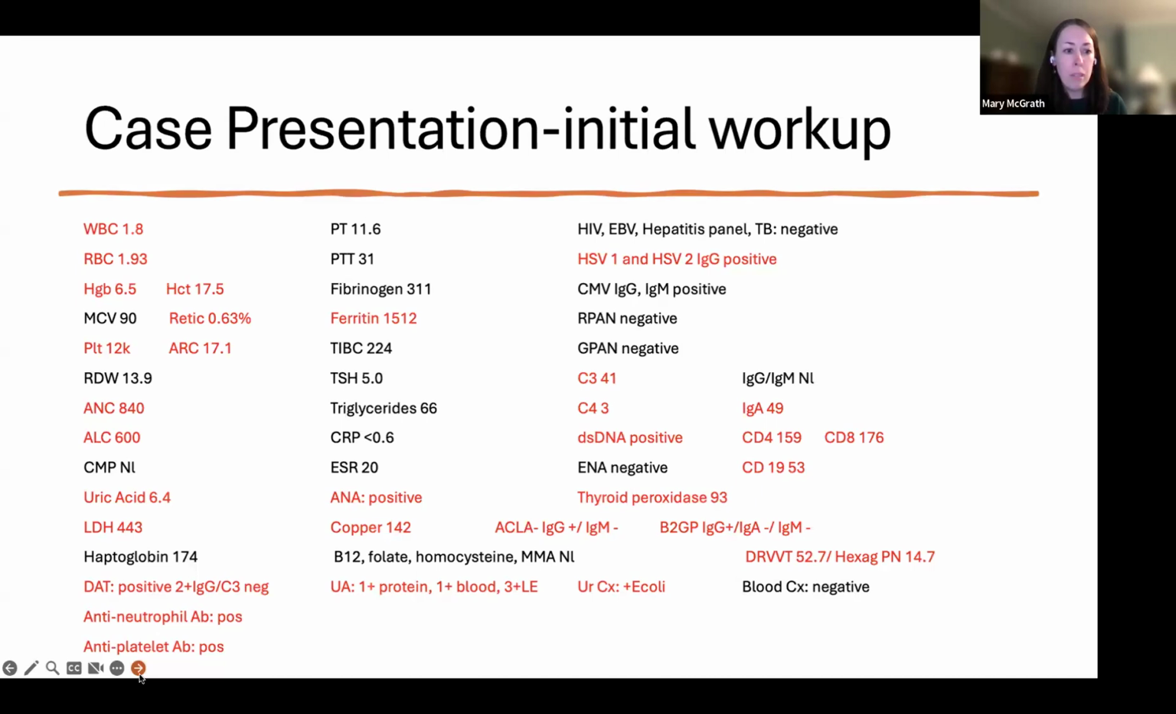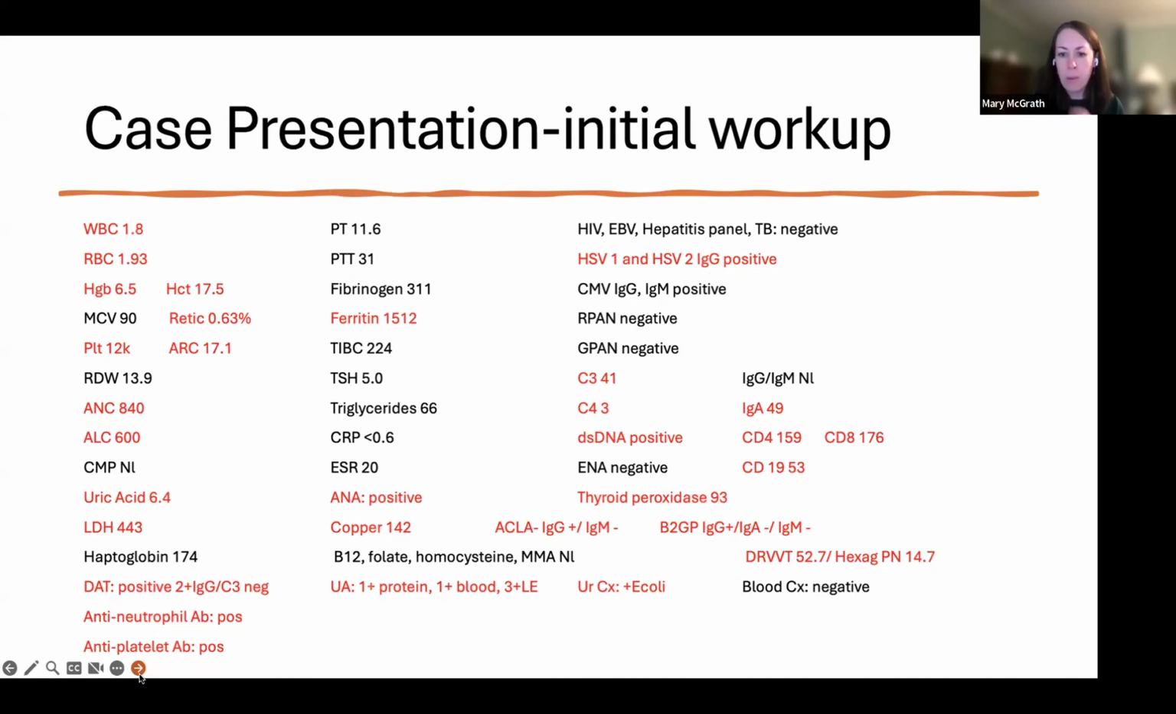She was also notably lymphopenic at presentation with an absolute lymphocyte count of 600. Her CD4, CD8, and CD19 counts were also low. IgA was slightly low at 49, and her IgM and IgG levels were normal. She did have a nutritional workup sent initially to evaluate pancytopenia, which was largely unremarkable.